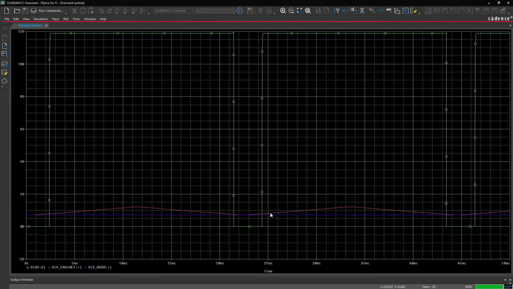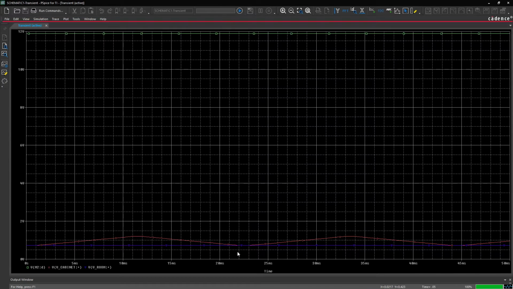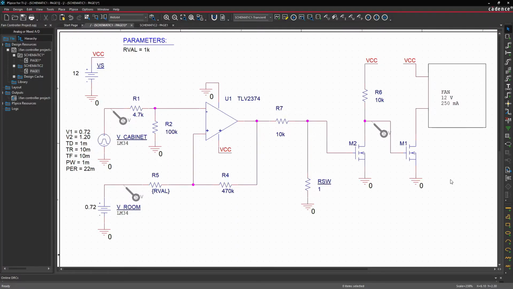Running a quick simulation, we can see that it's still operating as expected. I can close my switch by changing the resistance to 1 ohm, and in that case, the fan turns on regardless of the state of the input temperature sensors. There's only one piece of the circuit left, and that's the actual fan.